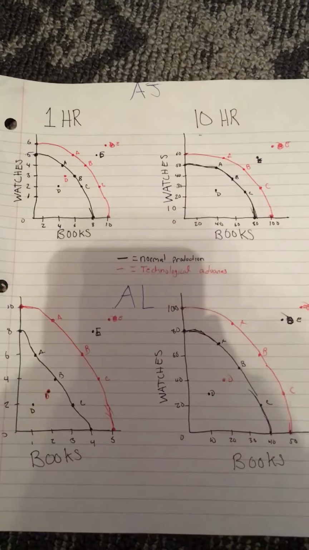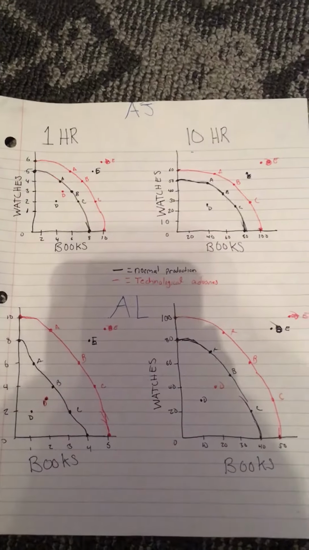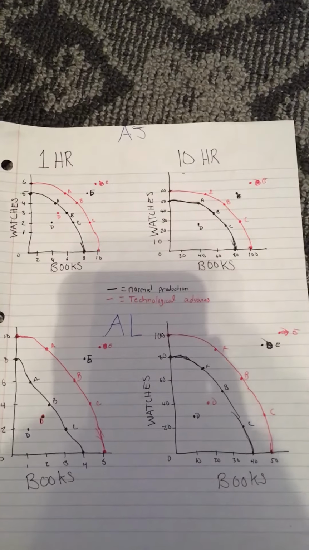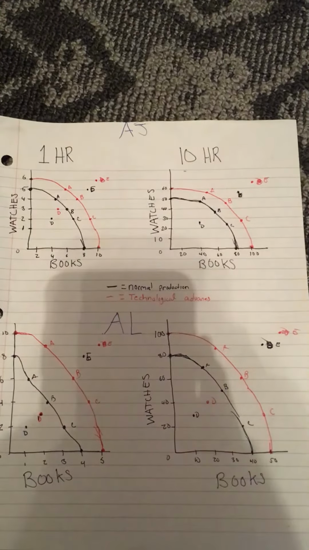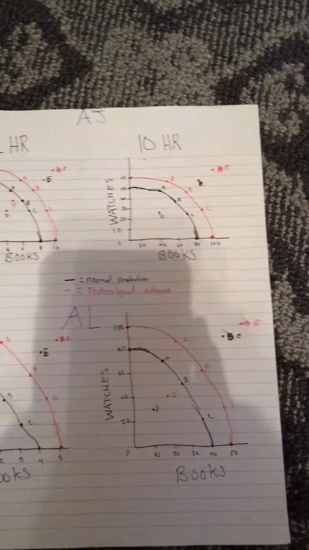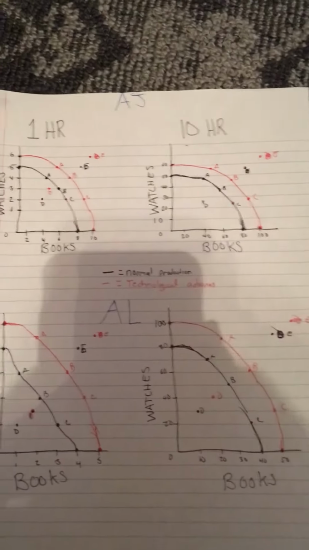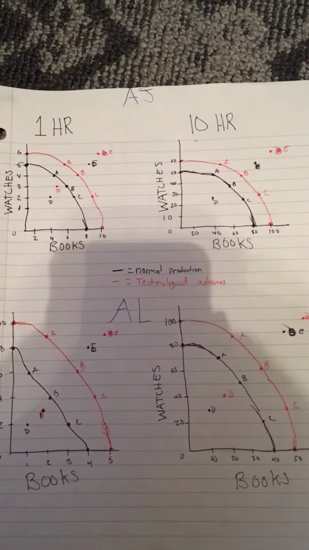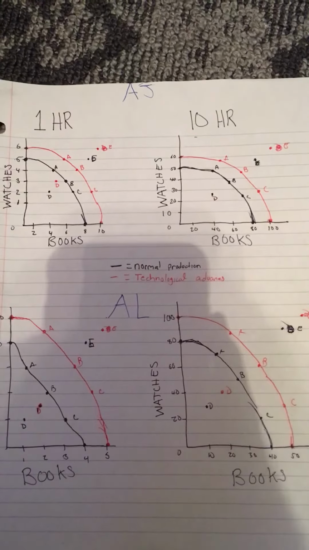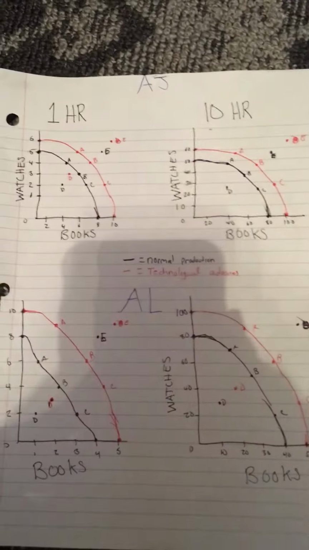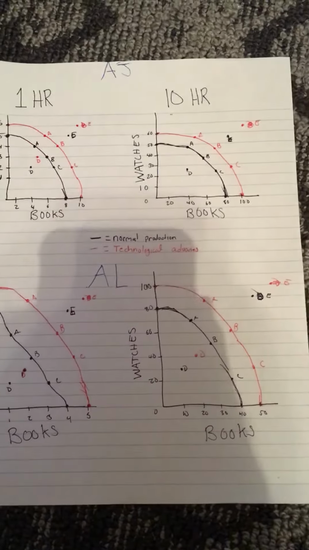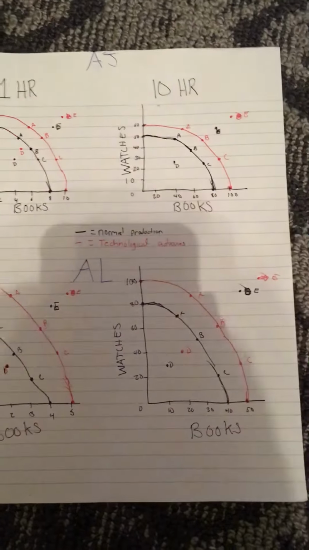We have a production possibility frontier, so our black line is going to be our normal production, and our red line is going to be for technological advances. So point A and C are going to be our feasible points. It's not the best, but we can manage. Point B is going to be our efficient point. So that's the absolute best production we can get.